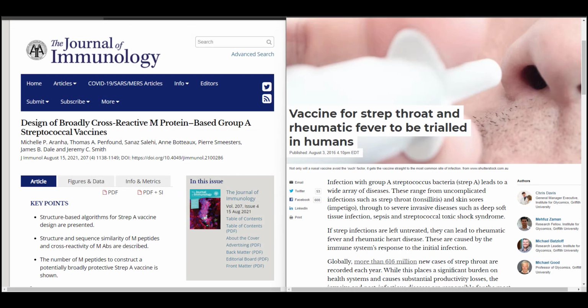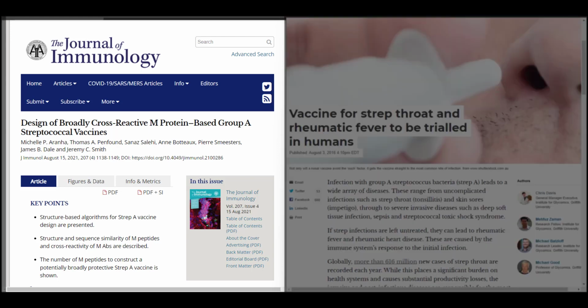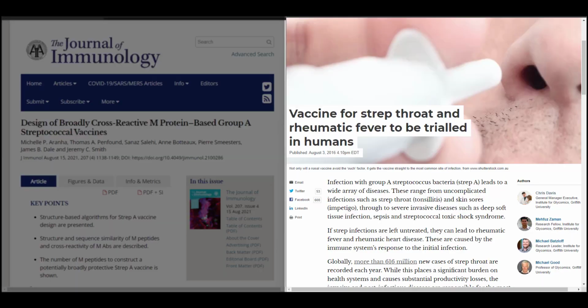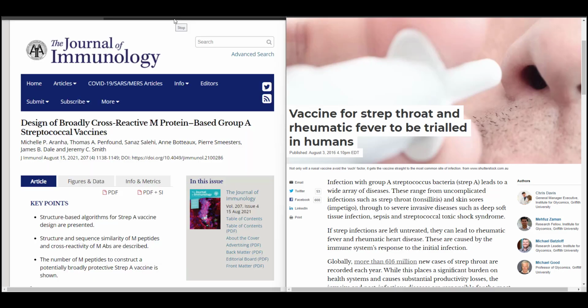The problem is, sources don't list their intended audience, and there isn't one uniform scholarly purpose. It helps to review a few other characteristics to figure out this information. Using a scholarly article from the Journal of Immunology and a popular article from The Conversation, let's explore these characteristics.